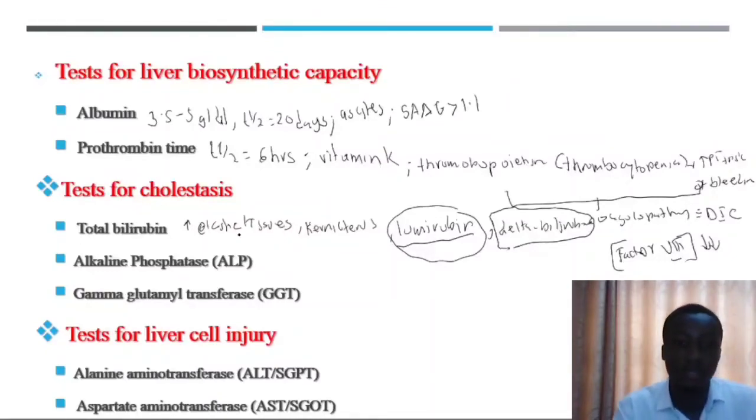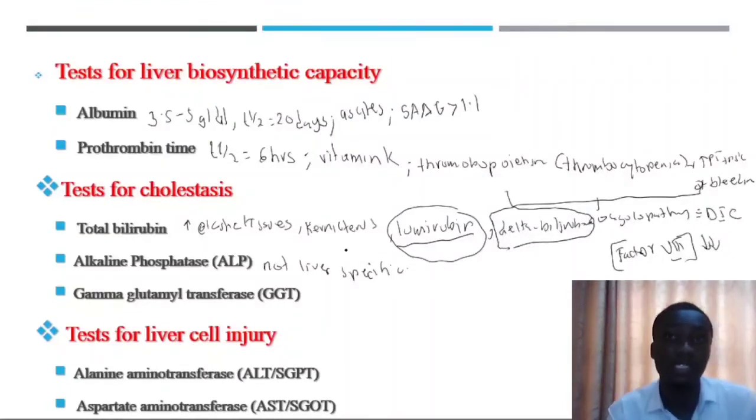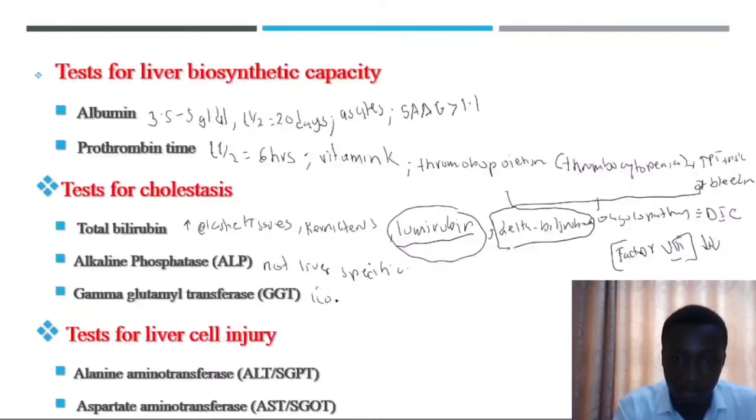So we move to alkaline phosphatase. Now, alkaline phosphatase is not liver specific. An increase in bone cell activity could cause an increase in ALP, and even in pregnancy, the placenta could also cause an increase in ALP. We also have gamma-glutamyltransferase. This one is liver specific and mostly implicated when it comes to alcoholic conditions of the liver.